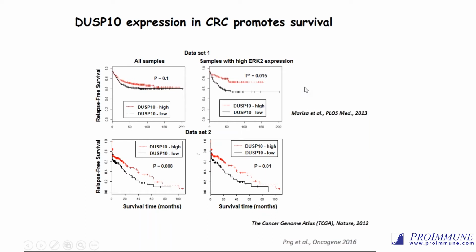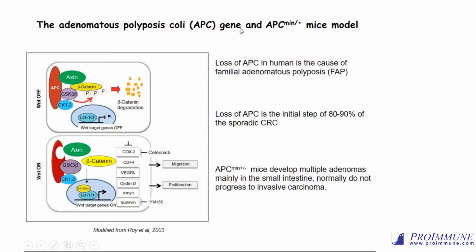In the first cohort, we found that in patients with high ERK expression, if they have a high DUSP10 expression, then their survival probability will be increased by about 20%. In the second cohort, we found that it doesn't matter whether patients have high or low ERK expression in their tumor. As long as they have a high DUSP10 expression, they will have increased survival probability, also about 20%. So this tells us that indeed DUSP10 is a tumor suppressor in colorectal cancer in humans.